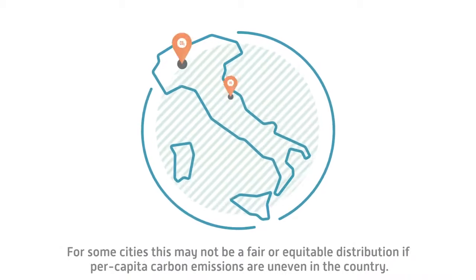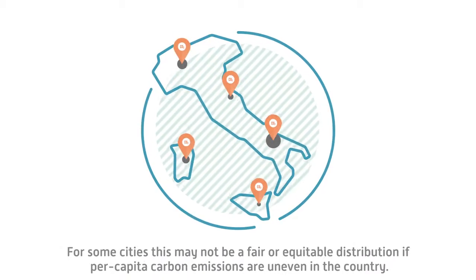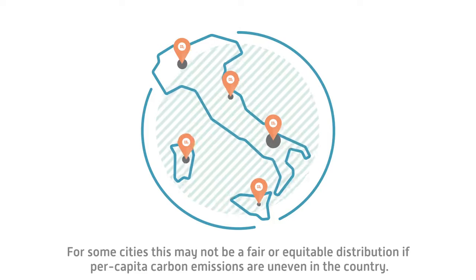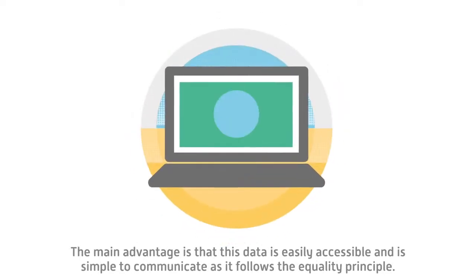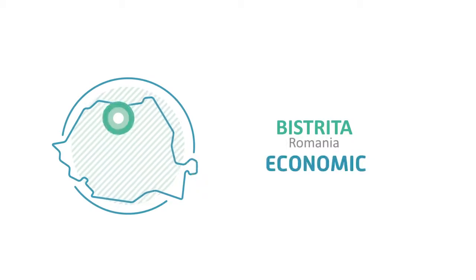For some cities, this may not be a fair or equitable distribution if per capita carbon emissions are uneven in the country. The main advantage is that this data is easily accessible and is simple to communicate as it follows the equality principle.